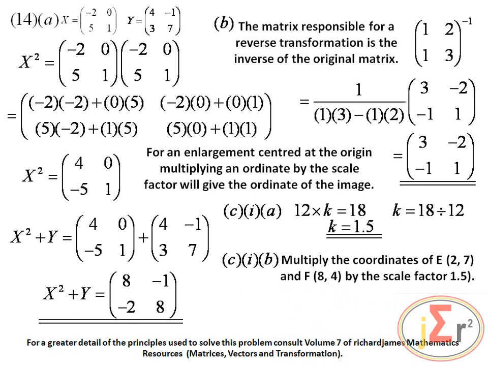So multiplying the coordinates of (2, 7) and (8, 4) by the scale factor of 1.5, we will have 2 times 1.5 is 3, 7 times 1.5 is 10.5, 8 times 1.5 is 12, and 4 times 1.5 is 6. So there's no difficulty there.